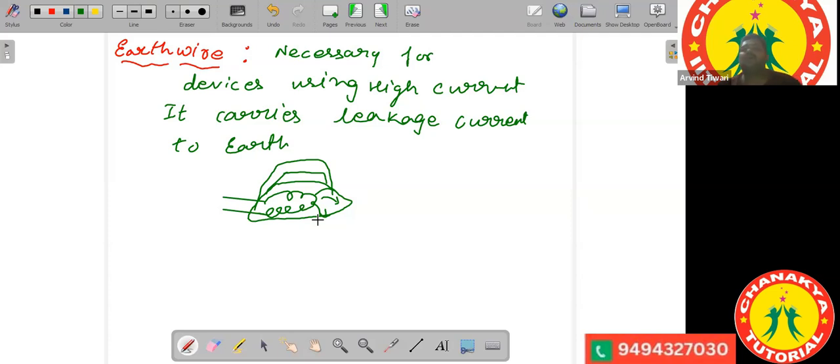Okay, so the earth wire carries the leakage current from the device to the earth. If you connect here an earth wire, the earth wire is connected to the body of the device, and it will carry this current to the earth, ground it. It will bypass all the current which is being leaked out to the metal body.